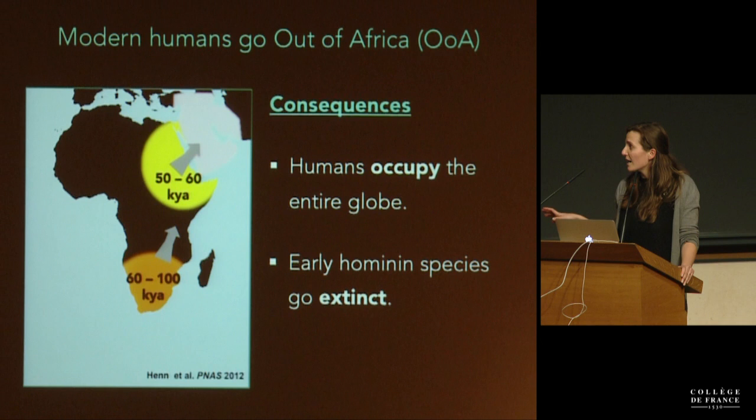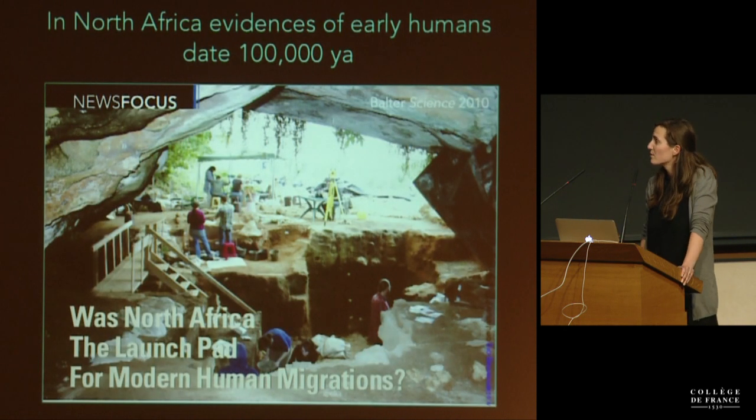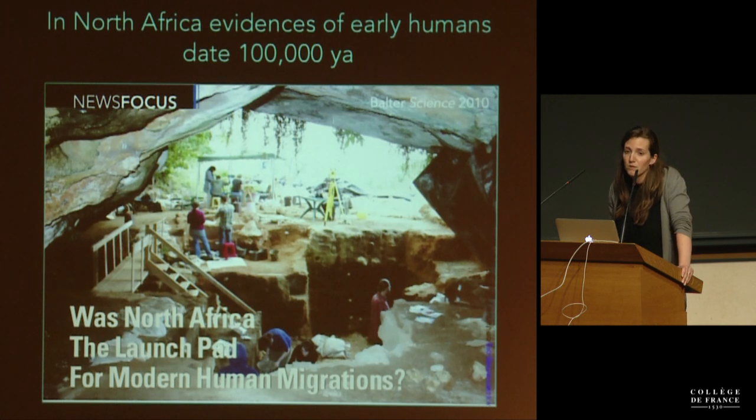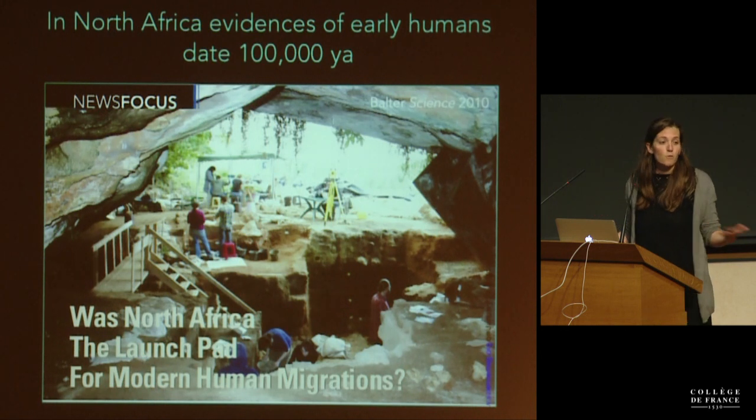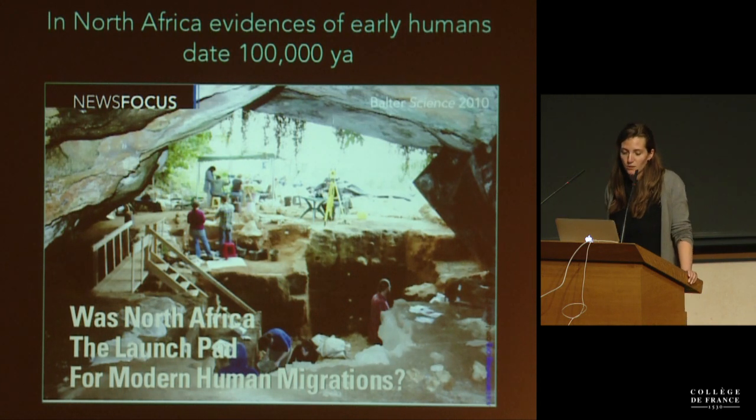Now, most people agree that the origin of modern humans was in South Africa, but a few years ago, a study discovered some human remains claimed to be modern in North Africa that dated as far back as 100,000 years ago. So there was a new hypothesis that maybe North Africa was actually the out-of-Africa population, the population that went out of Africa. Why not? So far it's only a hypothesis, but it's interesting background.